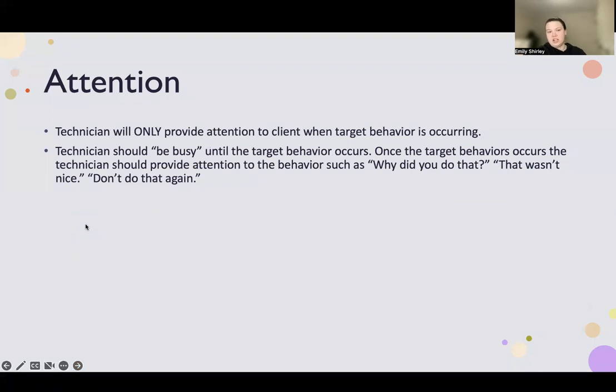So then for the attention condition, the technician will only provide attention to the client when the target behavior is occurring. So you should be busy until the target behavior occurs. You can do this by taking notes on your tablet, talking to someone else in the room, just appearing very busy and no attention is given to the client during this condition. Once the target behavior does occur, the technician should provide attention to the behavior, such as, why did you do that? That wasn't nice. Don't do that again. Just acknowledging the behavior and providing attention to the client for the behavior.